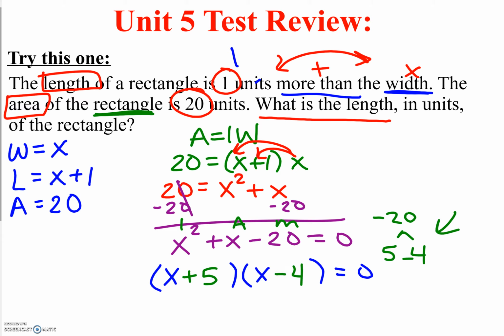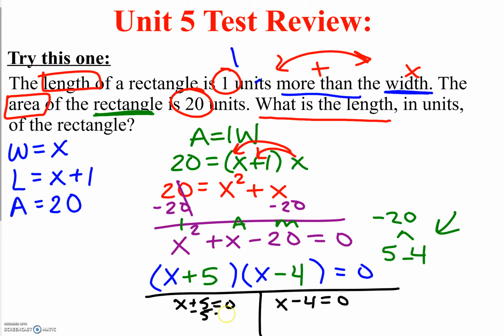So after I have a quadratic set equal to 0 and I factor, I have to set each factor equal to 0. So I have x plus 5 equals 0, x minus 4 equals 0. On the left, to isolate the variable, we subtract 5 and get x equals negative 5. On the right, we do the same thing and get x equals 4. Now let's think about this problem. It's talking about a length and a width. So with x equals negative 5, we can't have that because we can't have a negative length or a negative width, so we're going to reject that. Our x value is 4.